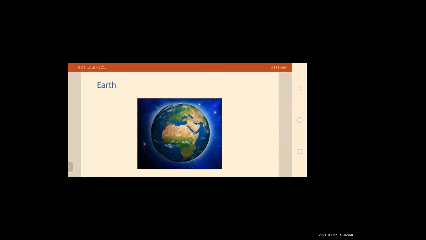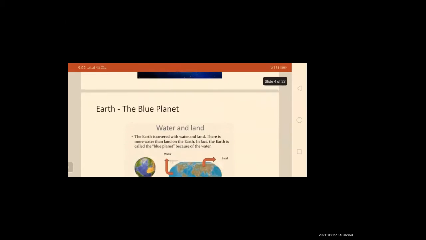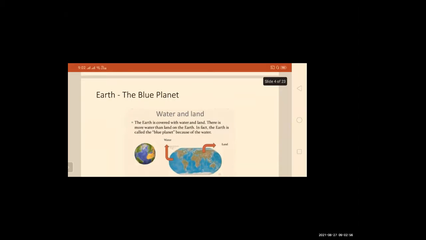See, let us find the reason behind it. Earth, the blue planet. The Earth is covered with water and land. We know that. The Earth is fully covered with water as well as land. But there is more water than land on the Earth. In fact, the Earth is called the blue planet because of the water only. Because the water is present in large quantity on the Earth, that's why the Earth is called the blue planet.